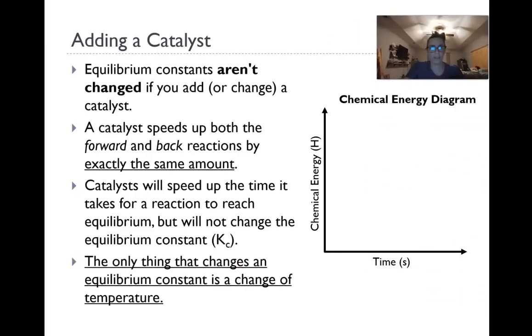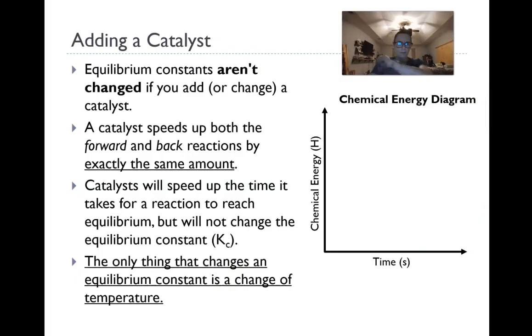Our last condition, if we add a catalyst, how does that affect equilibrium? So equilibrium constants are not changed at all if you add a catalyst. It also doesn't change the position of equilibrium. It's not going to shift left or right either. That's because catalysts don't play favorites. They speed up both the forward and the reverse reaction equally by the exact same amount. So it's going to speed up the time it takes for a reaction to reach equilibrium, but it's not going to change the equilibrium constant, and it's not going to shift left or right because both the forward and reverse rates are increasing equally. So the only thing that changes an equilibrium constant is temperature.